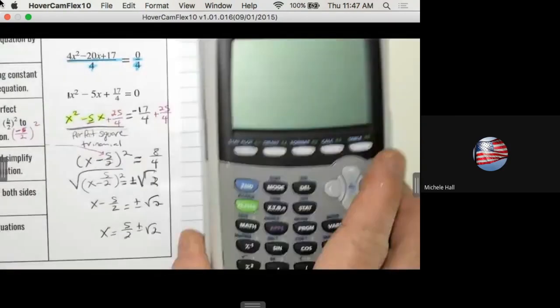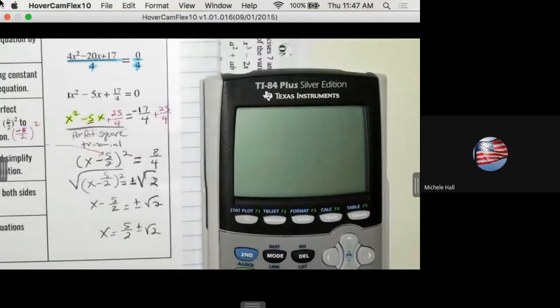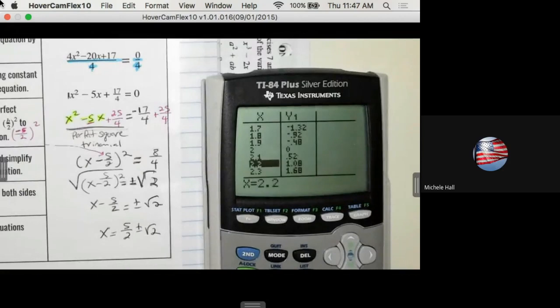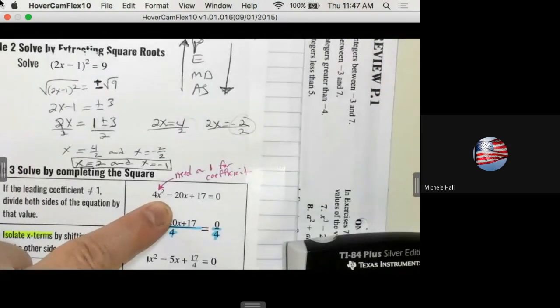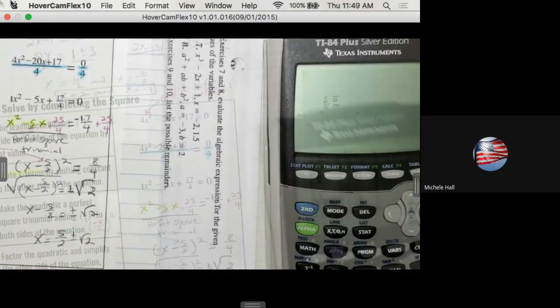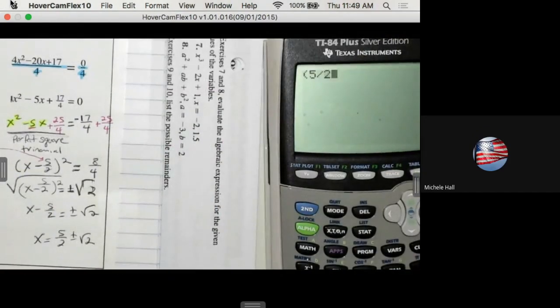All right, so on my calculator, how am I going to find my two answers? It says plus or minus. That means that there's two answers here. A degree 2 is always going to have two answers. I'm using parentheses. 5 divide 2. That's what 5/2 is. 5 divide 2. And we'll start with plus.